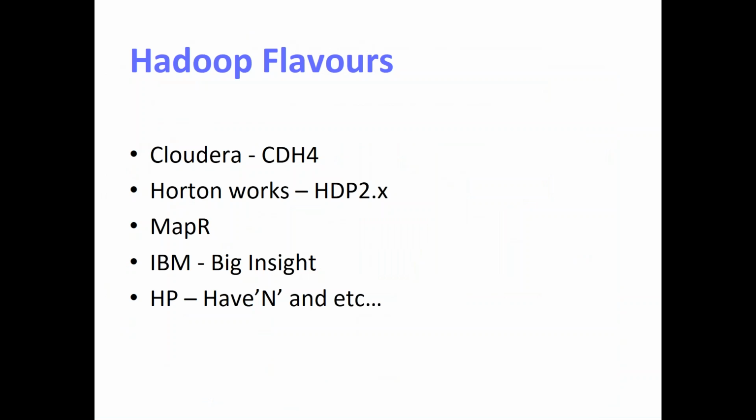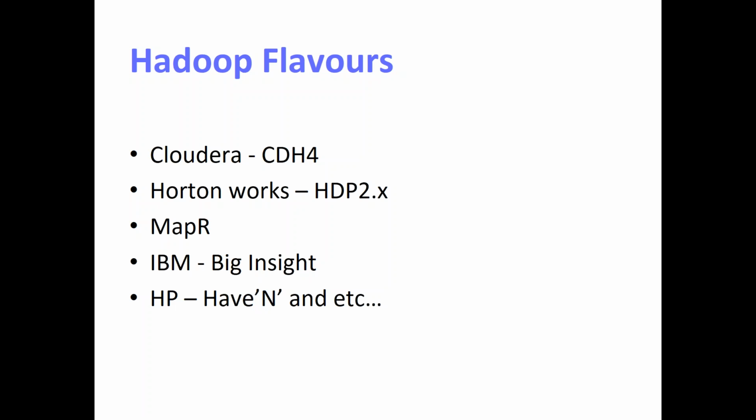Apart from this, we have more Hadoop flavors. Cloudera is one of the major distributions available for Hadoop. These are the flavors apart from the Apache distribution. For example, I have the open source distribution, but there are other distributions like Cloudera. These are third-party vendors which take the Hadoop Apache open source distribution and add some of their own libraries into it, giving additional features.